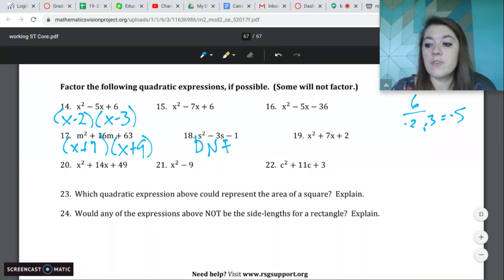If you guys have any questions, feel free to ask. Your keyword for this lesson is factor. Factor is your keyword for this lesson.